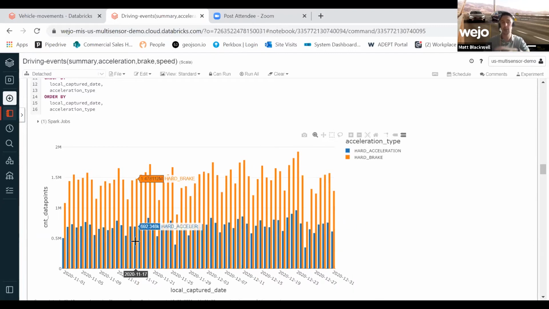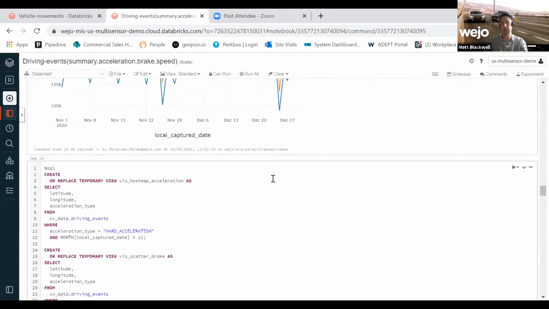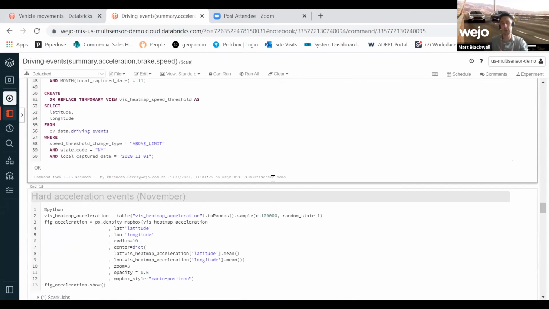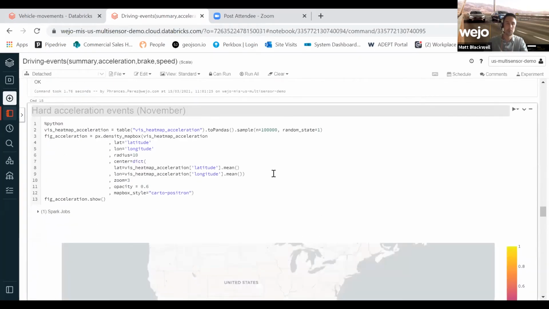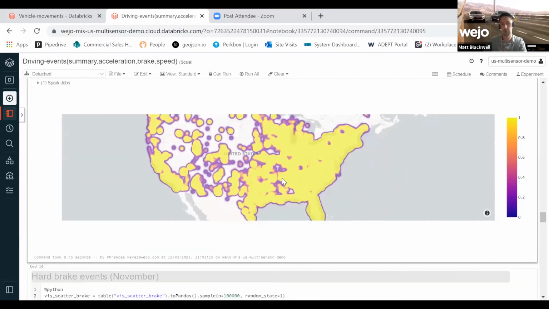So again, at this point, we are visualizing the whole of the US. However, what you can start to do is to define latitudes and longitudes and start to get a lot more granular with that analysis. As a very good example here, again, you'll have the ability to produce heat maps such as this. This is essentially visualizing the hard acceleration data for the whole month of November across the US, and it's returning, as you can see here, the first 100,000 results.